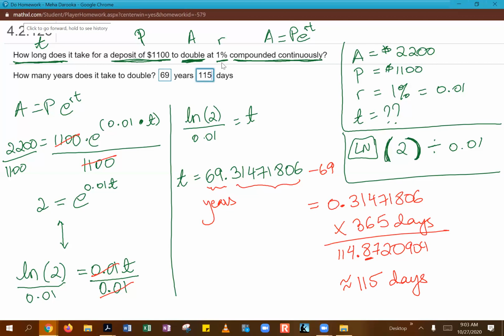And it makes sense because you're only getting a 1% interest rate, so your money is not growing as fast. If you had a 6, 7, 8% interest rate, then you wouldn't need 69 years for this money to double. But because your interest rate was so small, it makes sense that it's taking us a longer time to get this amount to double.